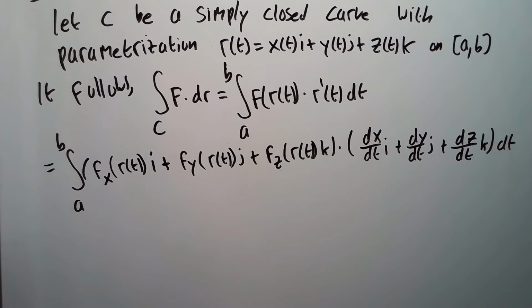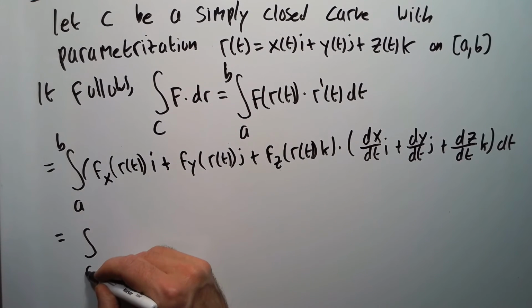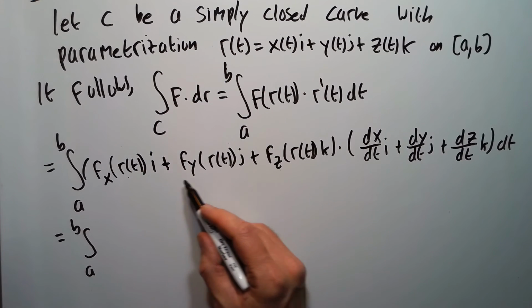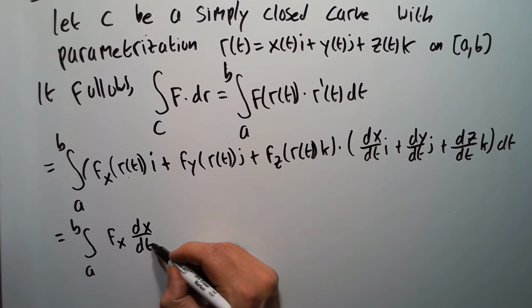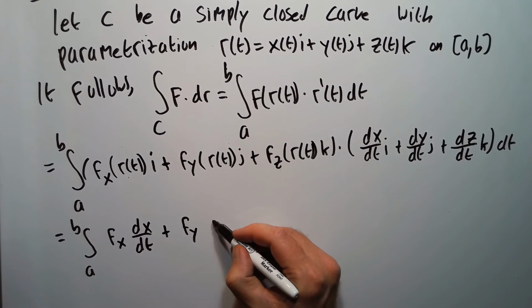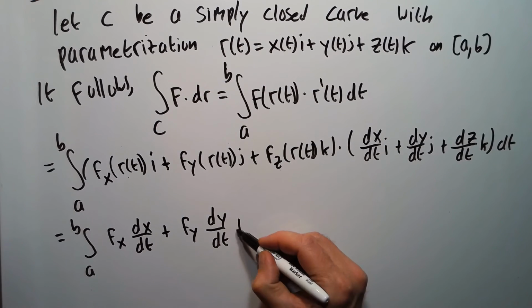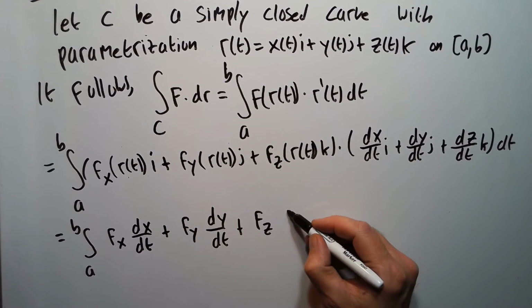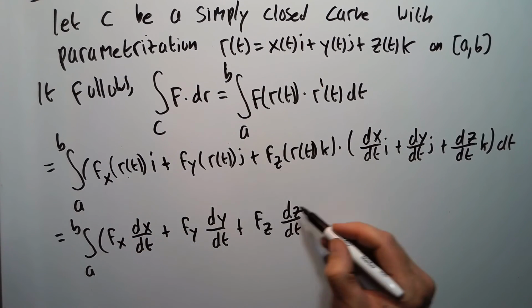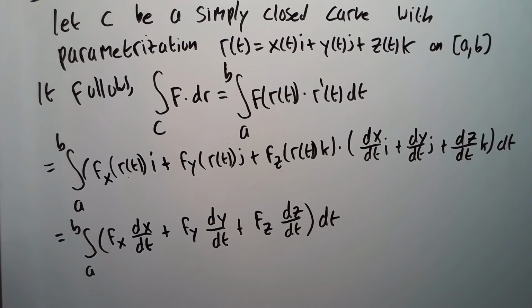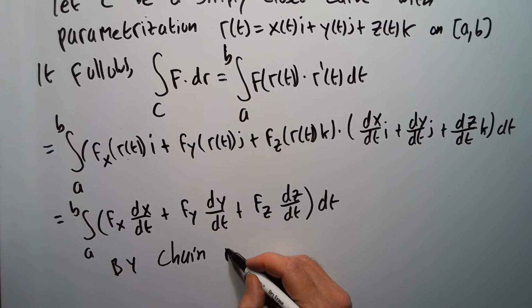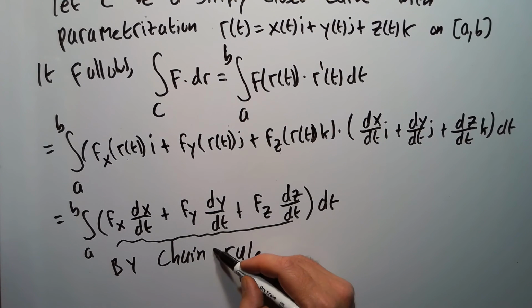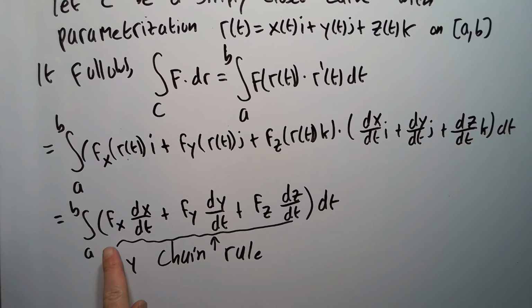Okay, so let's keep writing this out. You can write this as the integral from a to b. I'm not going to write the r(t) out again here. I'm just going to write, say, f_x dotted with dx/dt, then this guy dotted with this one, dy/dt, and then this dotted with this one, so it'd be f_z dz/dt, dotted with dt. So by the chain rule, so theorem 10, this stuff inside here is just the derivative of f with respect to t.